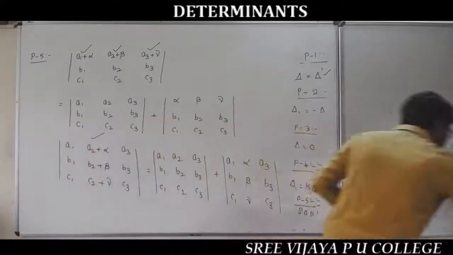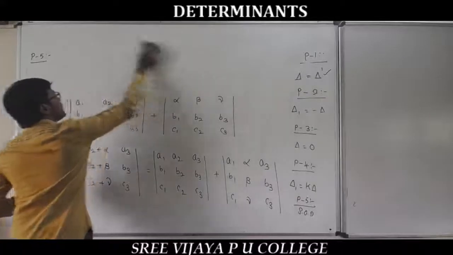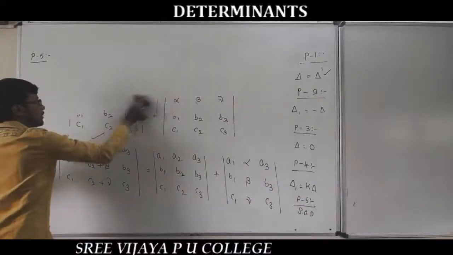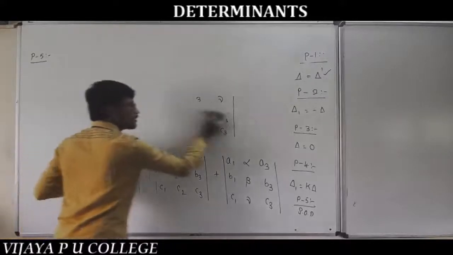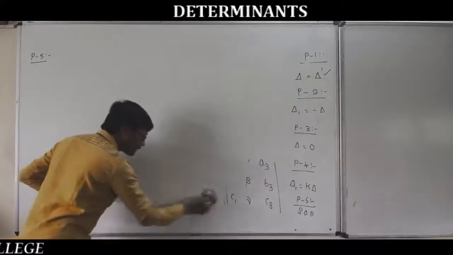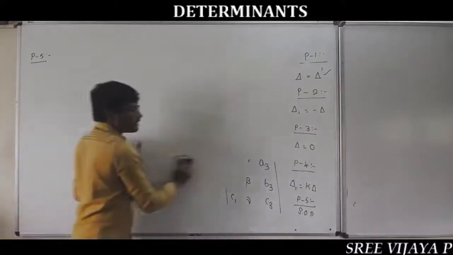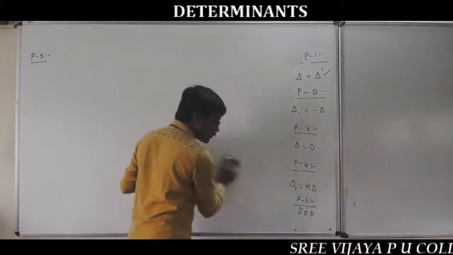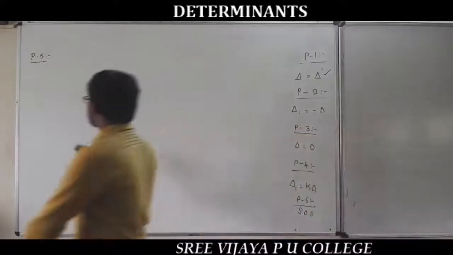So next, move to property number 6. So what does property 6 mean? In a determinant, to any row or any column, the equimultiples of the corresponding row or column can be added. Then the determinant remains the same. It will not change.